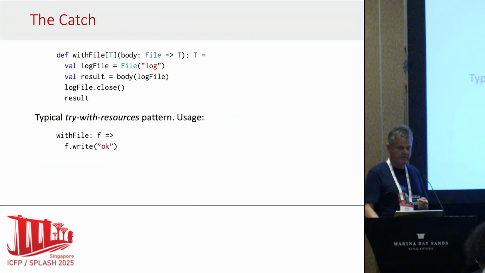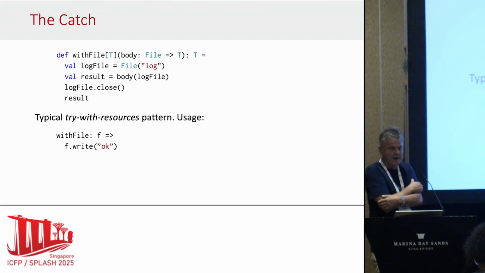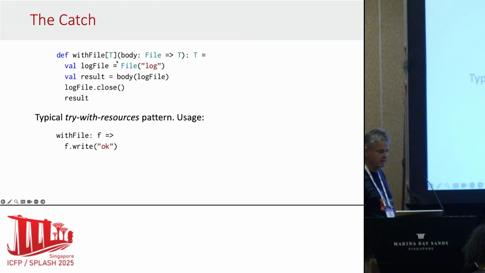There's a catch, however, and to look at the catch, we can do a simple example of a try-with-resources pattern. So we have this program withFile. It takes a body that wants a file, does something, and returns a T. We create a log file and pass it to the body, and the body then uses this log file for its logging. And once the body is done, we close it, and we return the result.